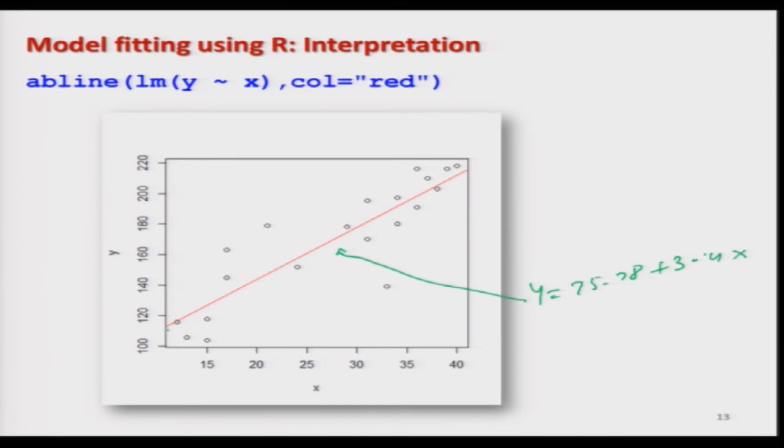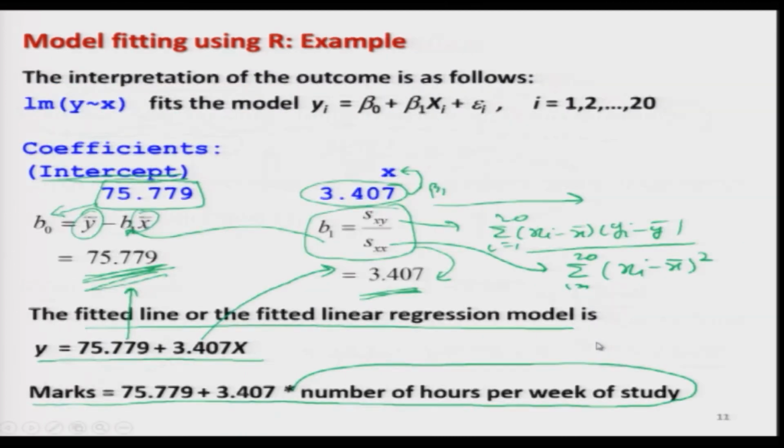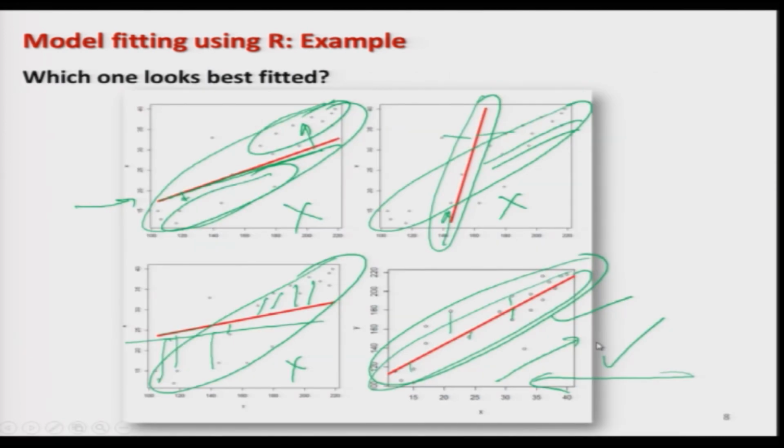You can see here this line is passing through the maximum number of points, and in which this error is as small as possible. And if you try to compare this graphic with the graph which we considered initially, the fourth one here, they are more or less similar.